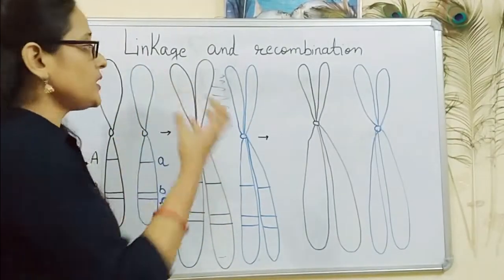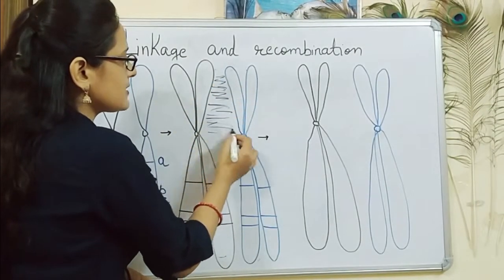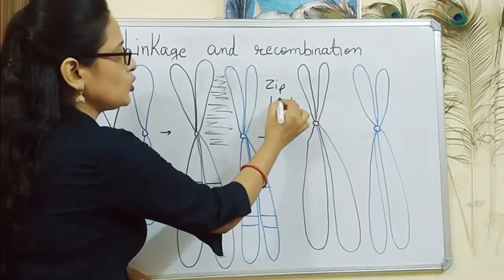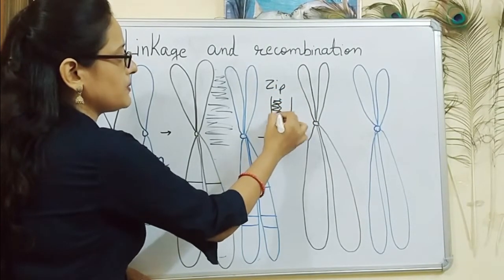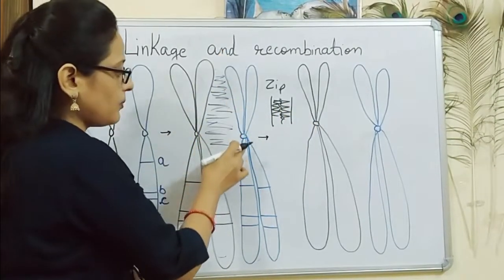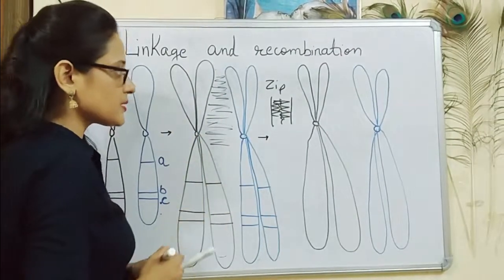The synaptonemal complex is a protein complex which is formed between these two chromosomes, which is like a zip. A zip helps in joining two parts. Suppose there is a zip in between, it will join these two parts. Similarly, the synaptonemal complex helps in pairing or bringing the homologous chromosomes close.